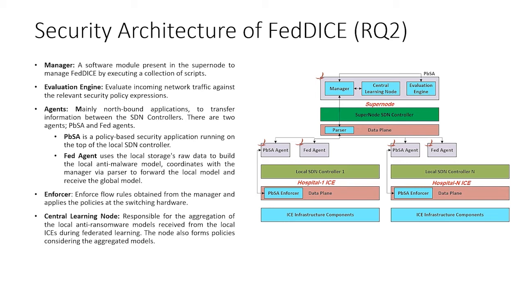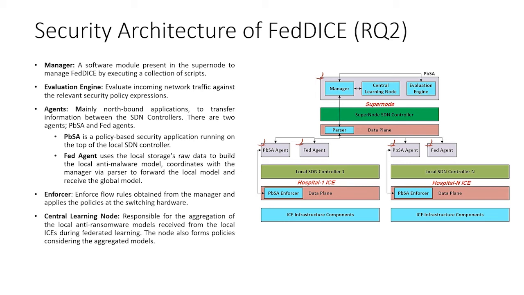The second one is the evaluation engine, which evaluates the incoming network traffic against the relevant security policy expressions. Following the evaluation, the manager determines the flow rules, which are then conveyed to the enforcer modules. Besides, this module also maintains a policy database. The other one is agents, as we have 2 agents running on each local SDN controller.